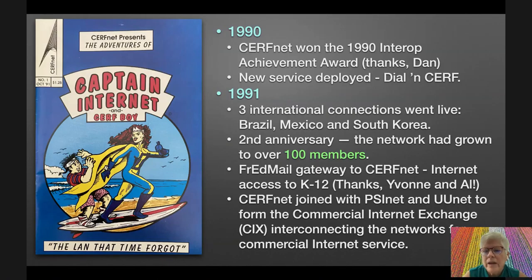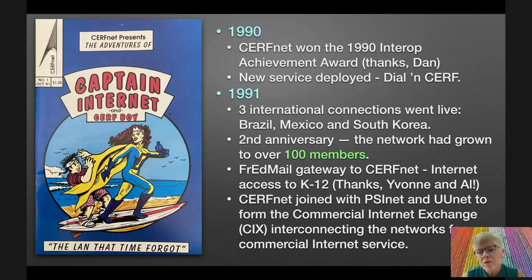We also deployed a service called Dial and Surf at that point, and we came up with Captain Internet and Surf Boy as a way to kind of simplify the idea of the internet, because in 1990, as you might imagine, nobody really knew anything about the internet. And we spent a lot of time explaining what it is we did for a living. Not so true today. In 1991, we had three international connections in Brazil, Mexico, and South Korea.